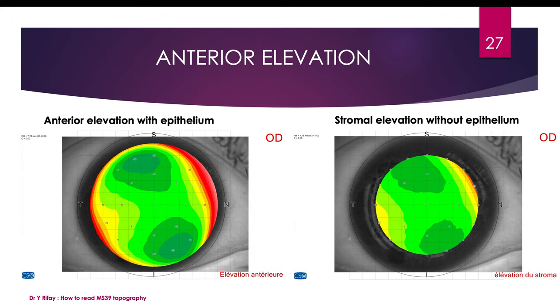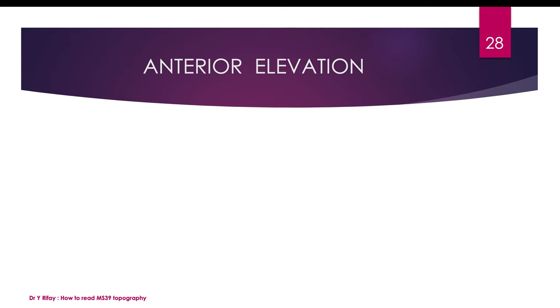in MS39. It means that this device will exclude the epithelium and make a reference surface only for the anterior stroma, and will give us the elevation of only the anterior stroma, as most illnesses of the cornea are from the stroma, and ectasia is a stromal disease. The examination of the elevation of the stroma is better than the examination of the anterior elevation with epithelium, because in this case there is no masking effect of the epithelium. This is the point. No masking effect of the epithelium.